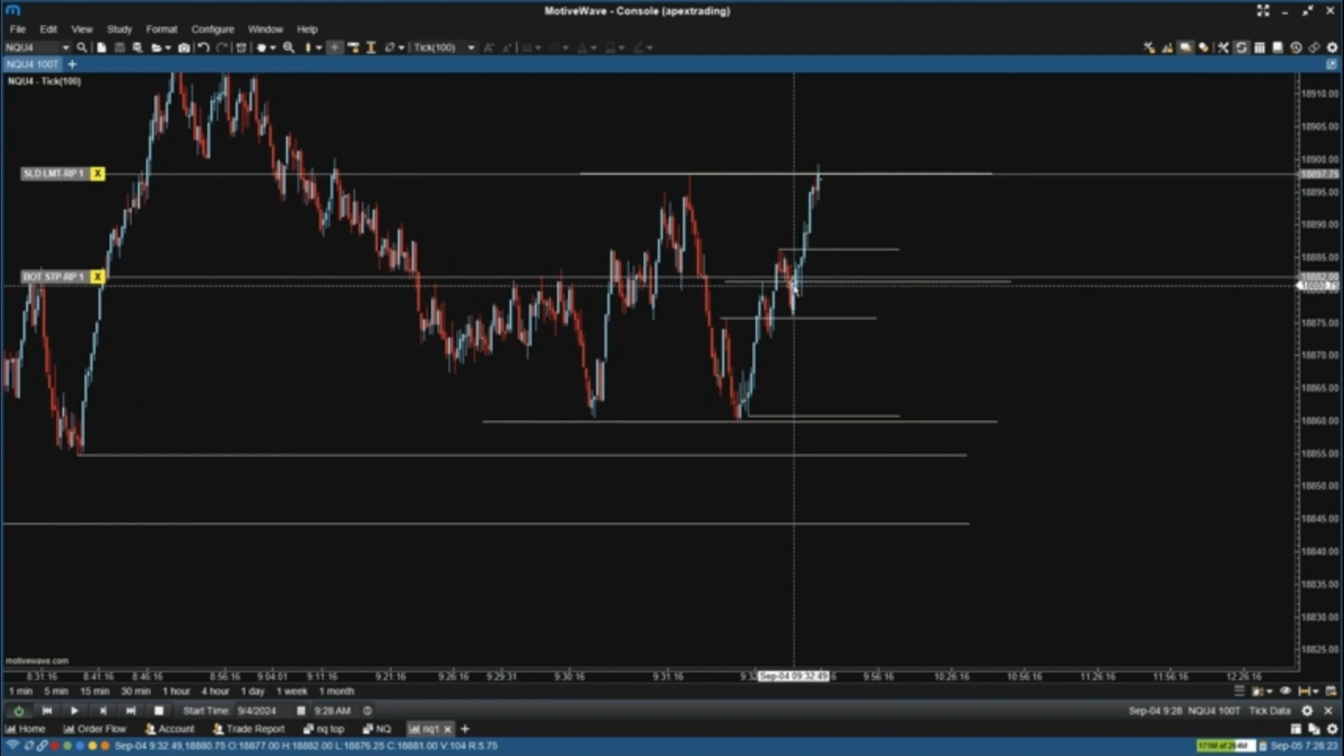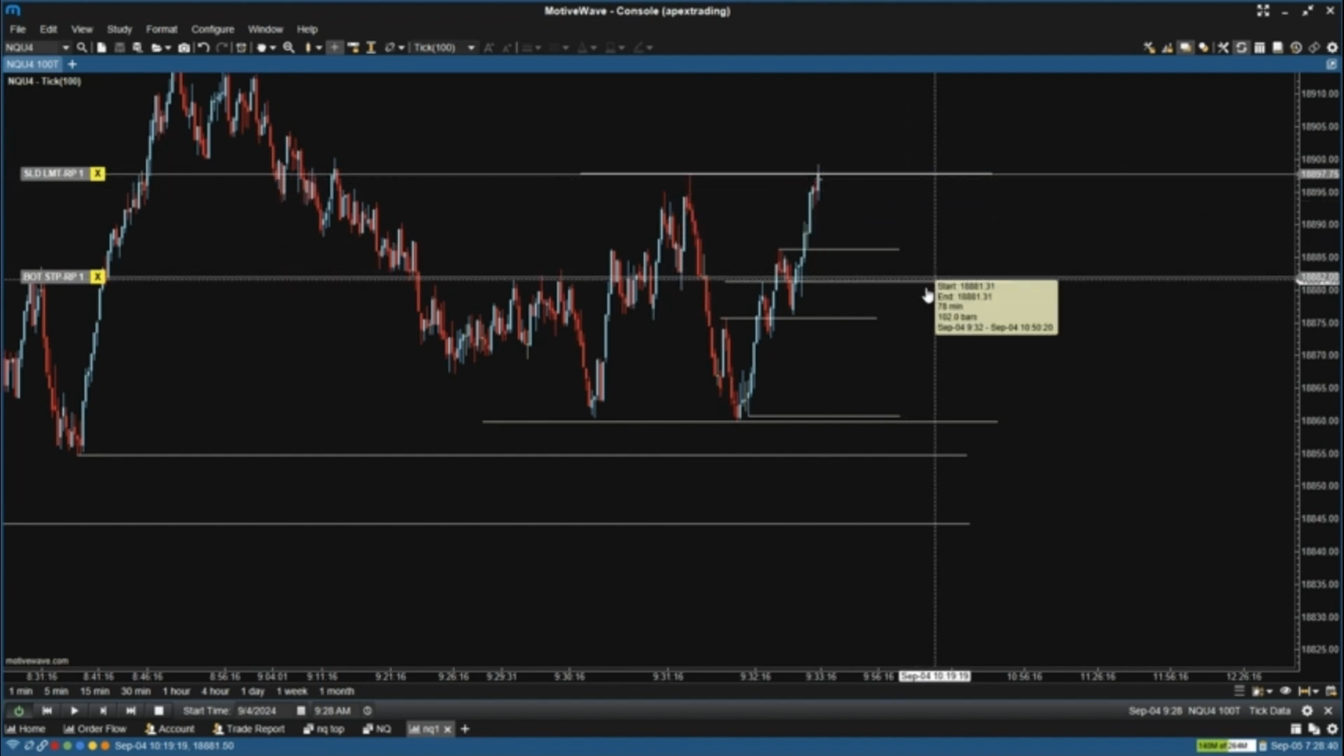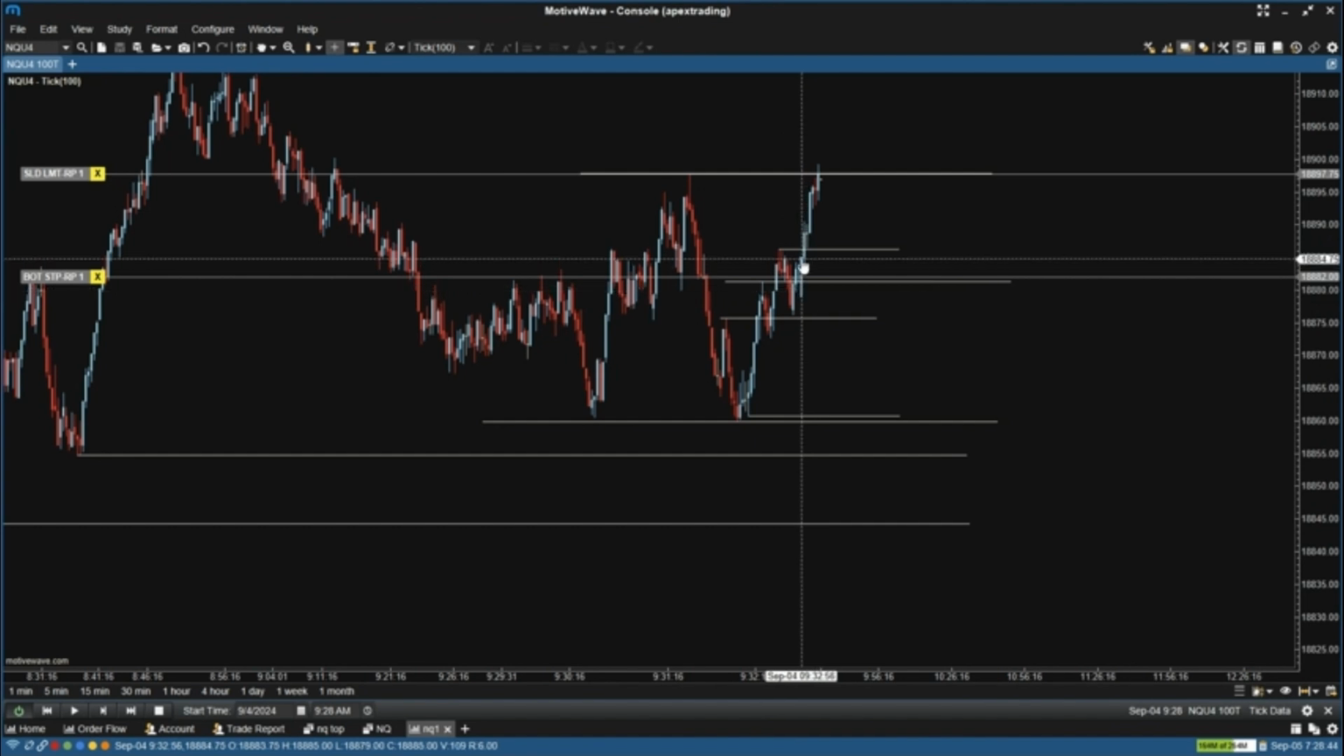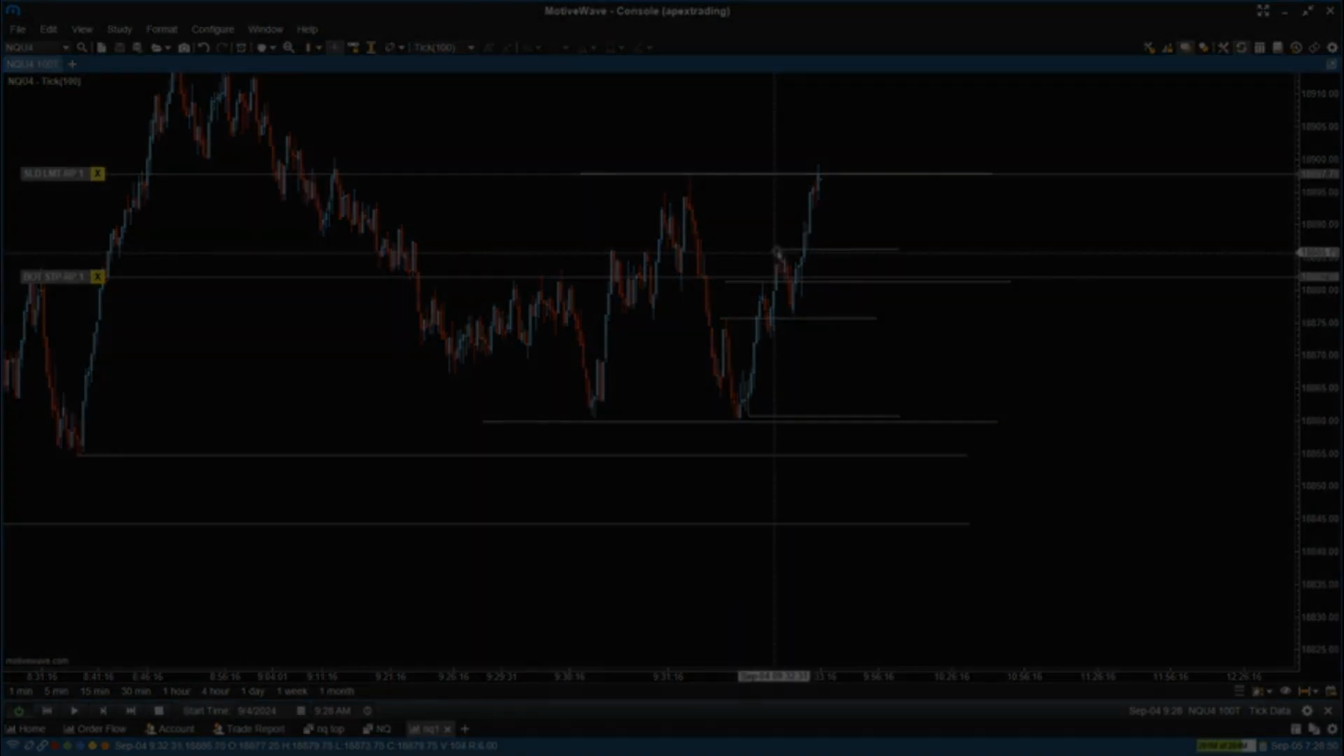I entered here. When I saw that it retraced, it gave me a conviction that buyers are stepping in with this candle. As long as we don't break this here and this place above this high, then this would be the target. And as soon as I saw that it dipped down and moved up, now I'm very confident that we are gonna break this.